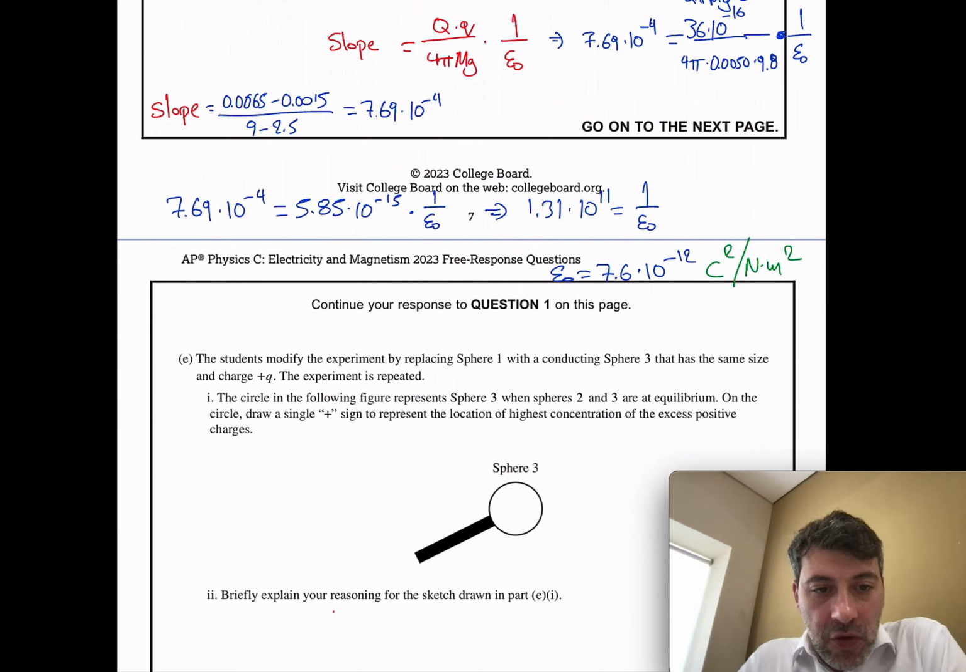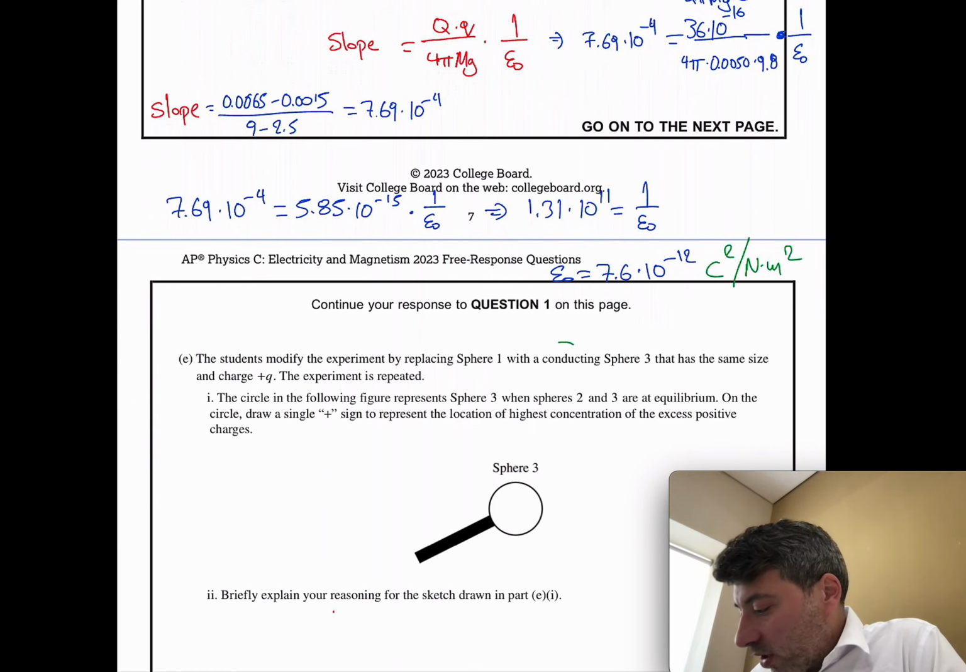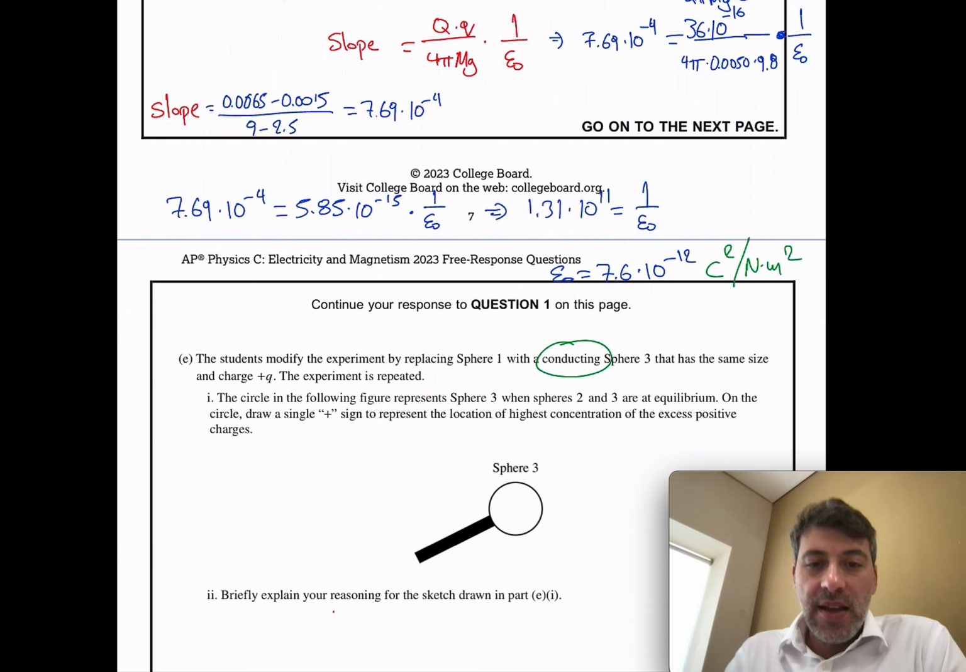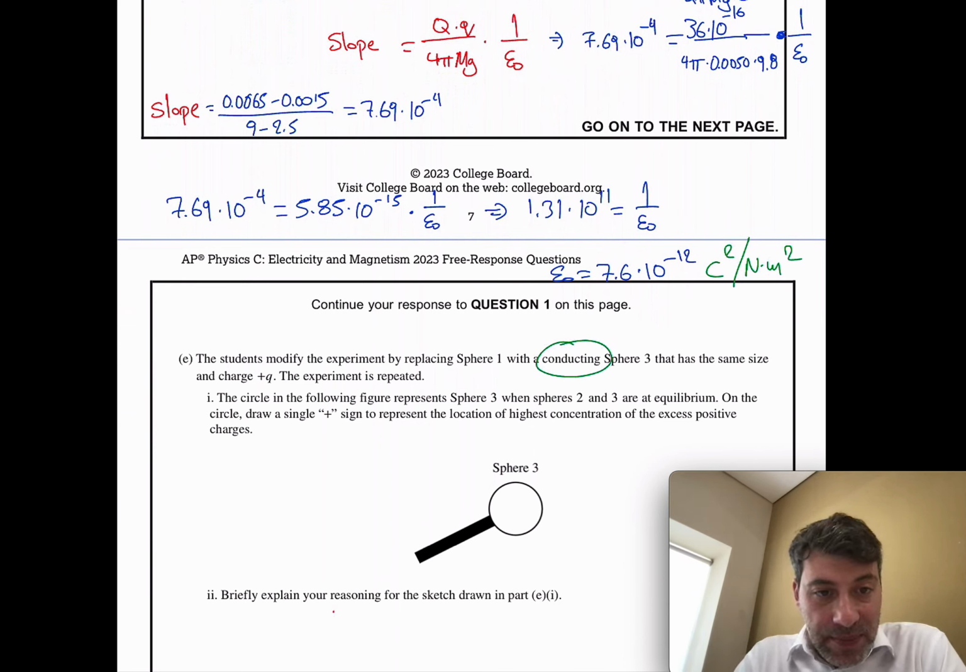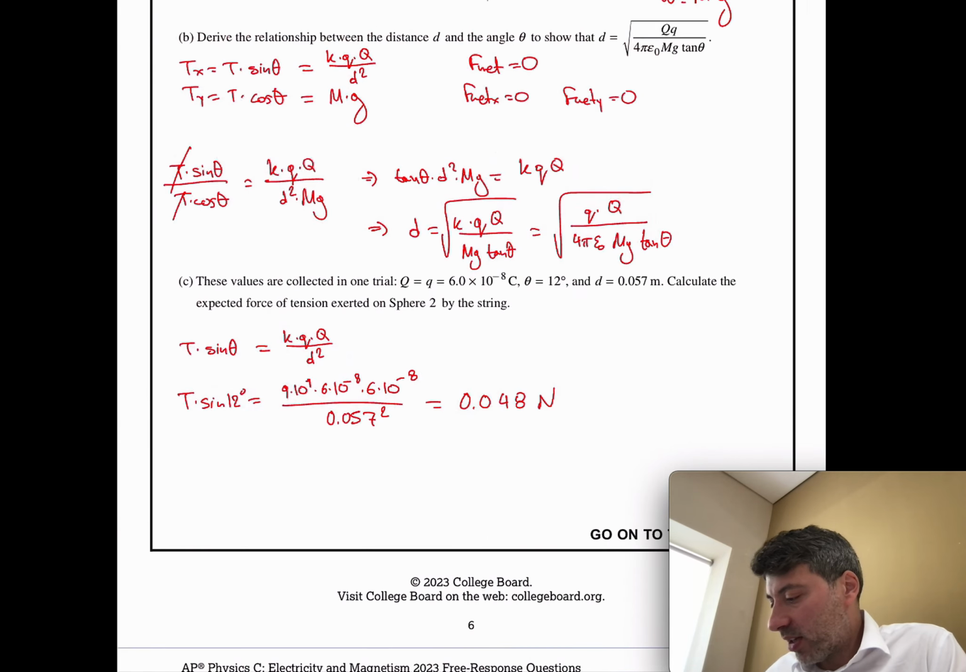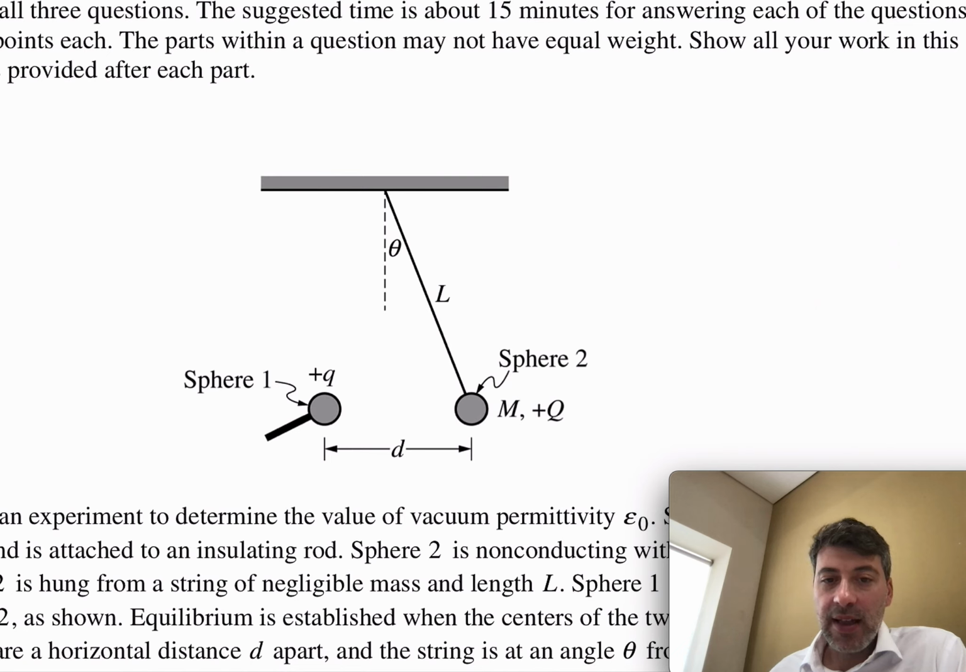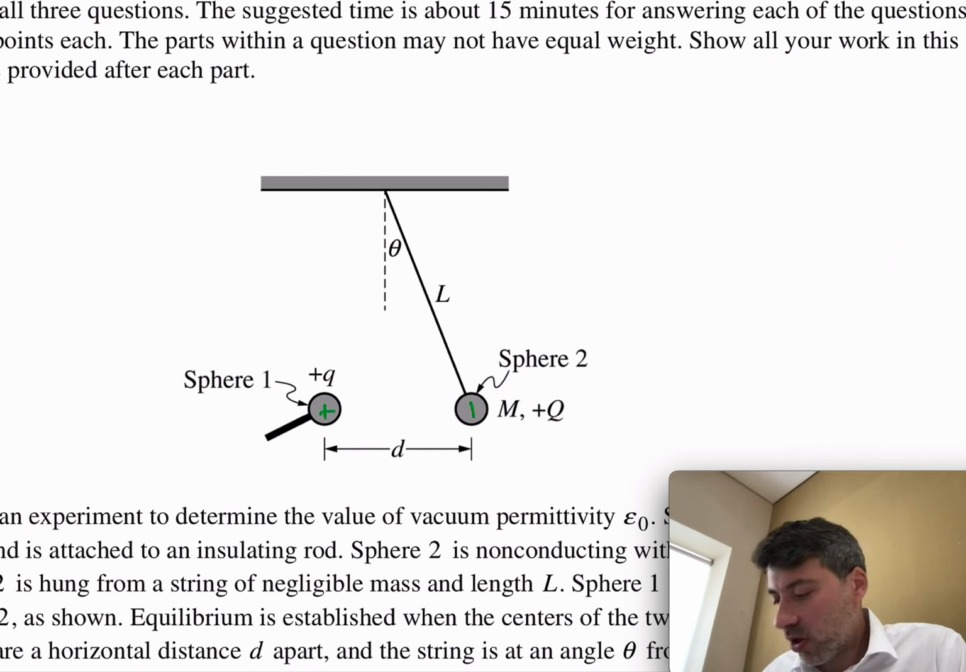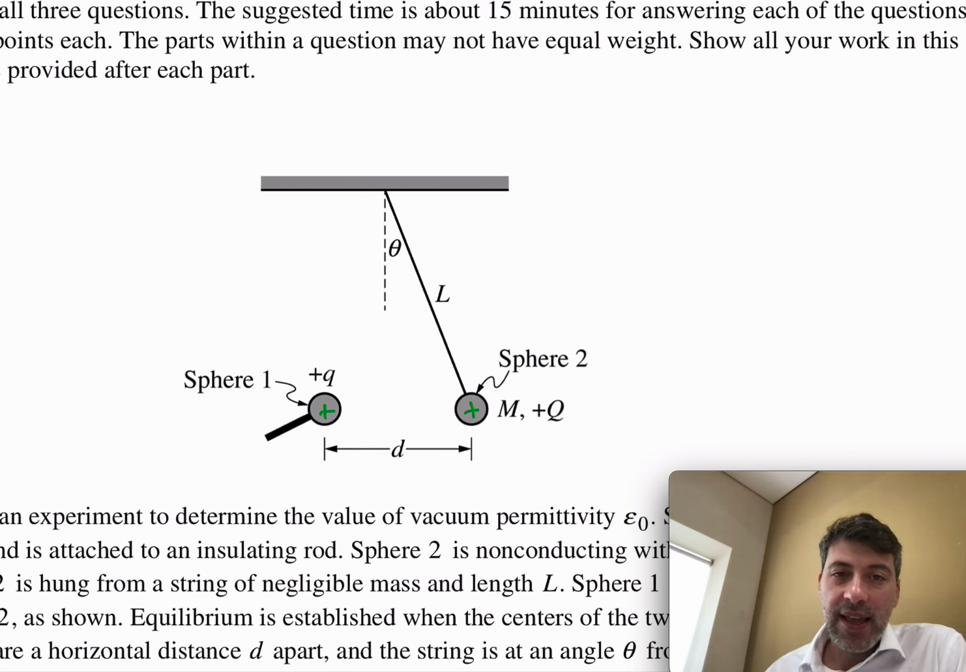And we continue to a new modified experiment where now we replace the first sphere with another sphere that has the same charge, and it is a conductor. I believe that the previous part was talking about a non-conducting sphere. And we need to state where there is an excess positive charge. Now, what changes between the previous part and the new part is that the charges on the conductor are able to move. Now, we consider that the positive charge has the ability to move, and because both spheres are positive, there is a repulsive force.